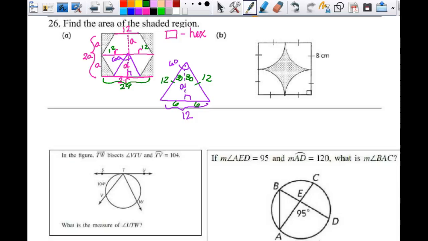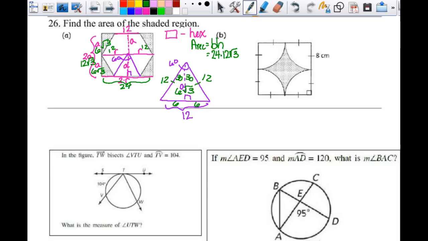And then I need to find my apothem. So if this is 30, this is my short leg, this is 6 square root of 3. So that means this is 6 square root of 3, this is 6 square root of 3, so this is 12 square root of 3. So I have the pieces I need for my rectangle. Area of the rectangle is base times height. So the base of the rectangle is 24 times 12 square root of 3, which is the height.